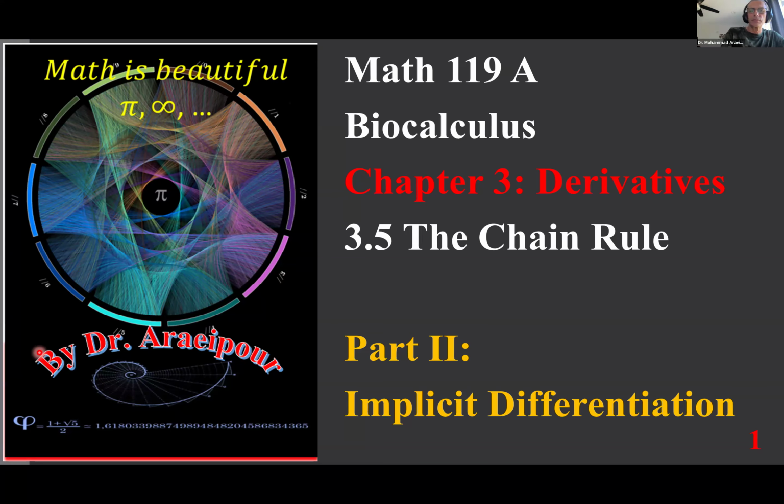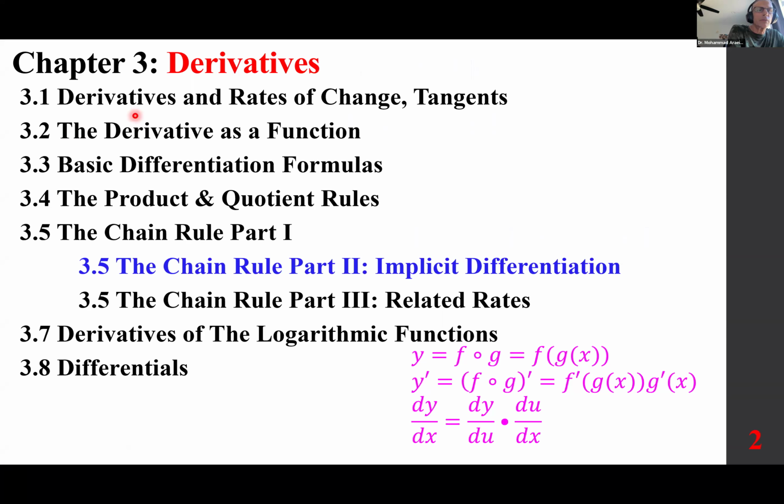Good afternoon, class. Here's chapter 3, derivatives, section 3.5, the chain rule. We're looking at the second part, implicit differentiation. We covered derivatives and rates of change, the derivative as a function, basic differentiation formulas, the product and quotient rules, the chain rule, and now we're going to look at implicit differentiation.